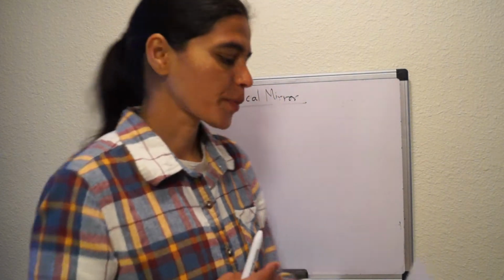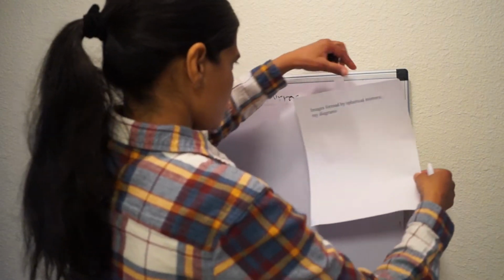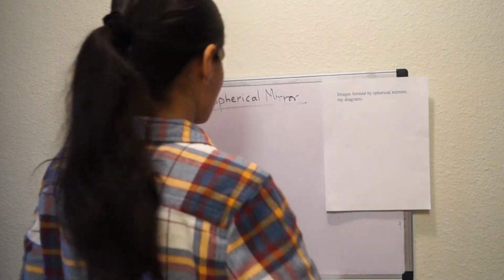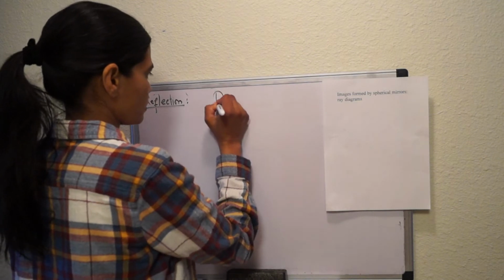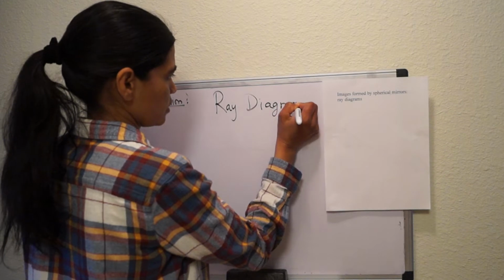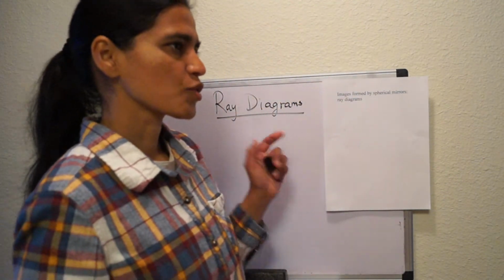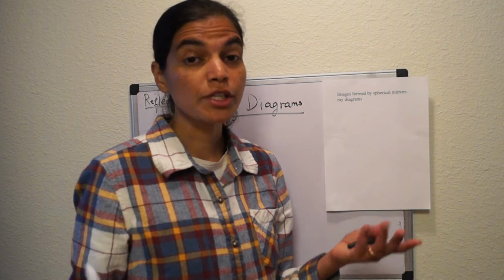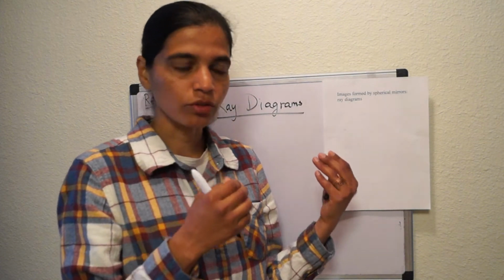Okay guys, so let's look at some of the images found by spherical mirrors. So we'll talk about ray diagrams. Images found by spherical mirrors. So what are ray diagrams? Ray diagrams are basically a visual representation of how the light is behaving.